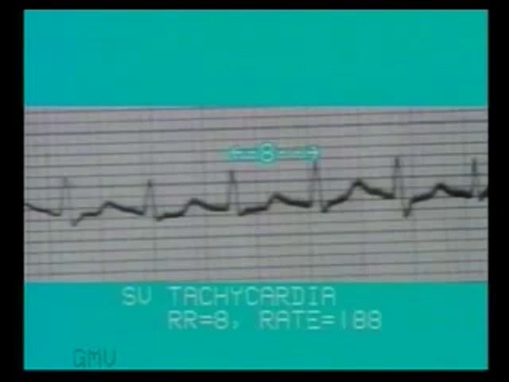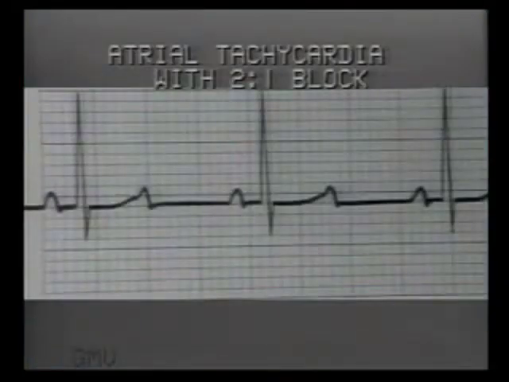But often, the AV node may not be able to pass down the impulses to the ventricles so rapidly, and then it starts passing down every second or every third impulse. This is termed as 2-to-1 block or 3-to-1 block. In this ECG, you will immediately note that there are many more P waves than QRS complexes. Count them. Every second P wave is followed by a QRS complex.